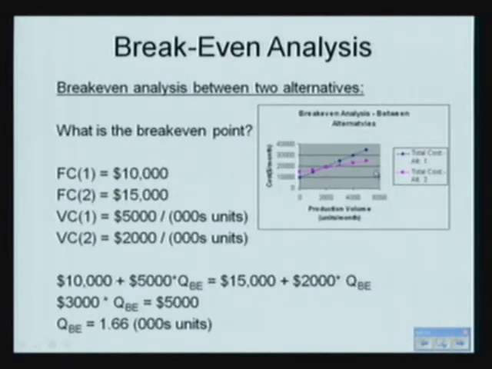So what is the break-even point between these two alternatives? Well, in this case, you're going to set the cost curve of one alternative to the cost curve of the other alternative. Alternative 1 has a fixed cost of $10,000, and it has a slope of 5,000. I'm going to multiply that by my unknown break-even point volume. I'm going to set that equal to alternative 2, which is a fixed cost of 15,000 plus a slope of 2,000 as a function of volume. Do a little bit of algebra, and I come up with QBE equals 1,666 units.